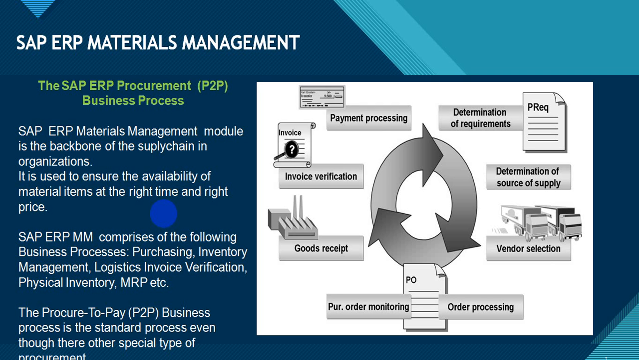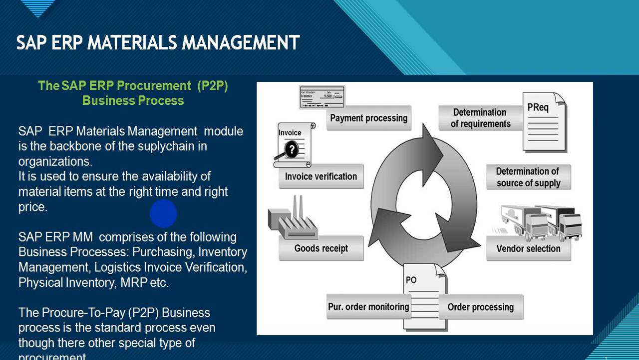Materials management is for managing your materials, which means you need to purchase the materials. You need to ensure that materials are available by purchasing materials. So purchasing is a major part of the materials management. Okay, so let's look at the procure to pay business process, which is the standard process.